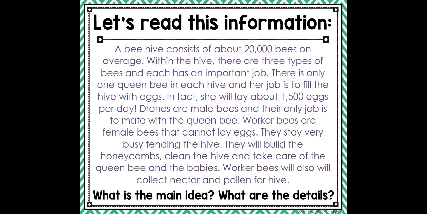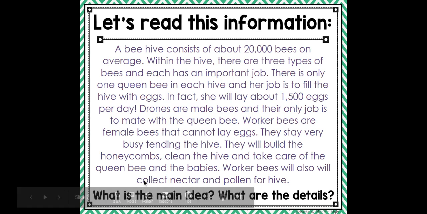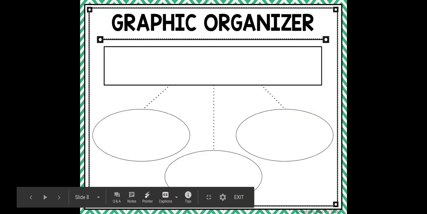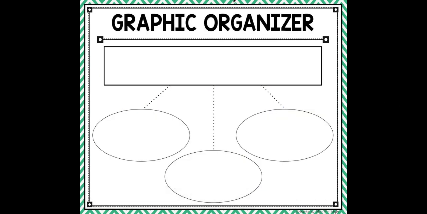They stay very busy tending the hive. They will build the honeycombs, clean the hive, and take care of the queen bee and the babies. Worker bees will also collect nectar and pollen for the hive. So, what is the main idea? What are the details? Let's use our graphic organizer to organize our thinking.